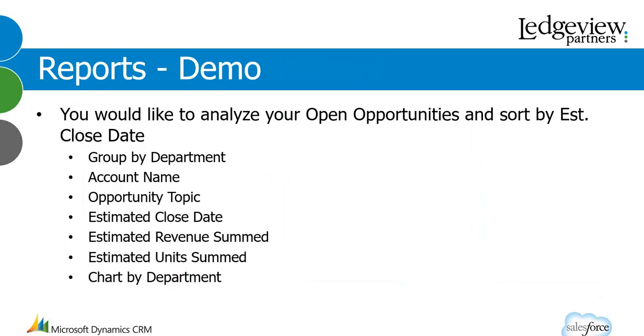So now we're going to jump into a demo, and I'm going to show you how to create a report wizard report. The scenario is you, as the sales rep, would like to analyze your open opportunities and sort by the estimated close date. We're going to group by department. We're going to add the following columns: the account name, opportunity topic, estimated close date, estimated revenue, and estimated units. And then we're going to create a chart by department.